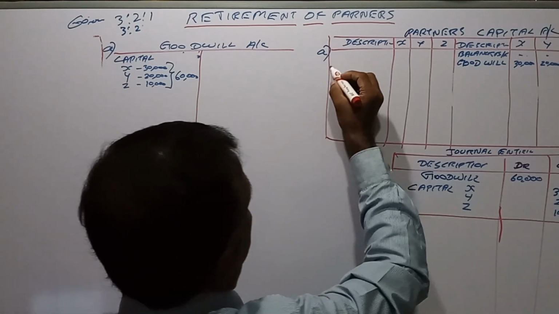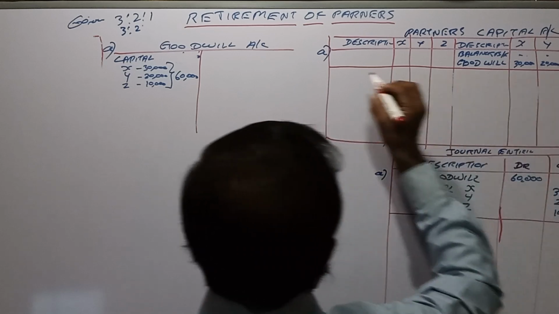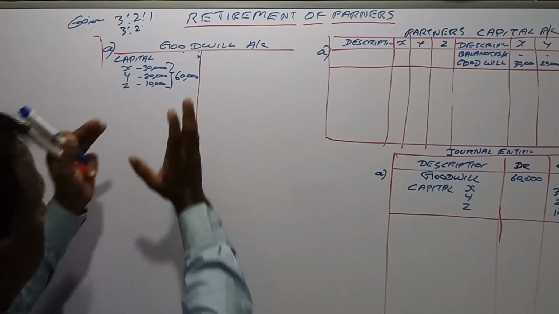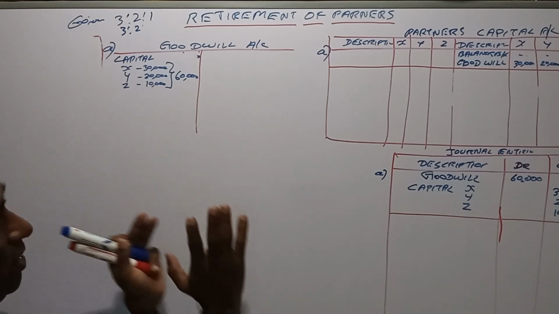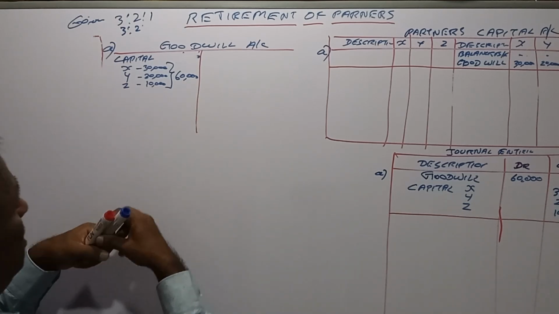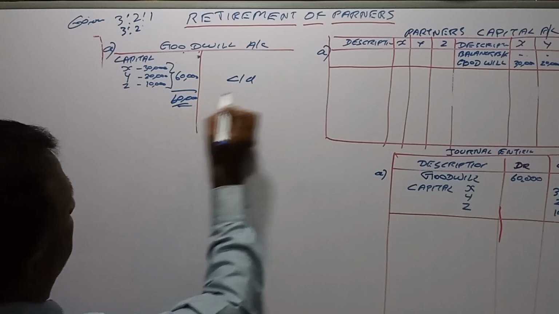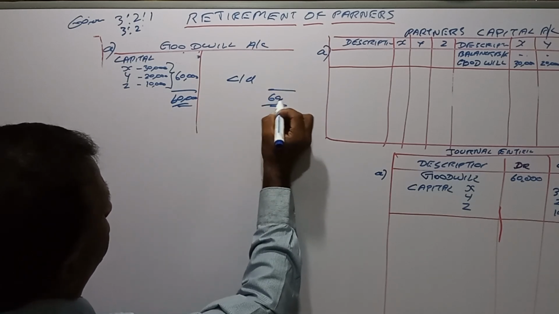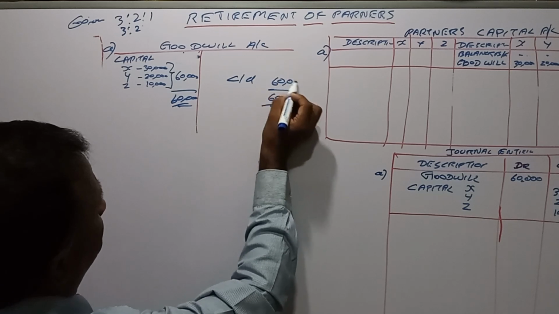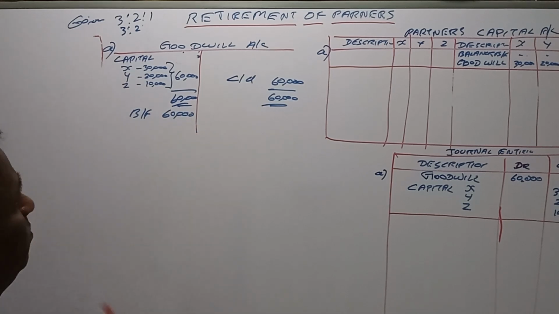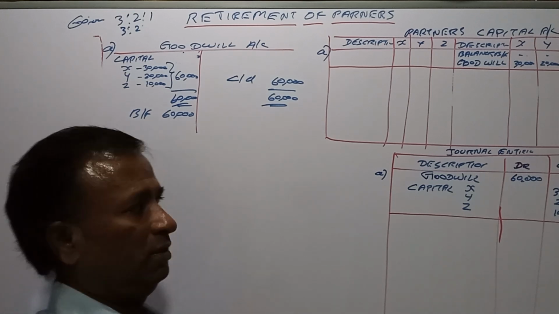This is the entry for number A. Right, this is goodwill raised in the books in full. Goodwill for 60,000, we have created a goodwill 60,000. So here carrying down value would be 60,000, right? Brought forward value would be 60,000 because the books will show the goodwill account for the A.